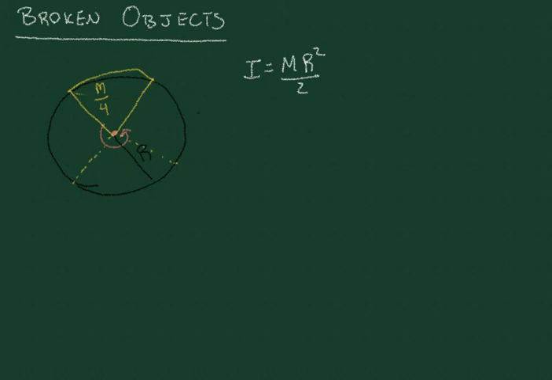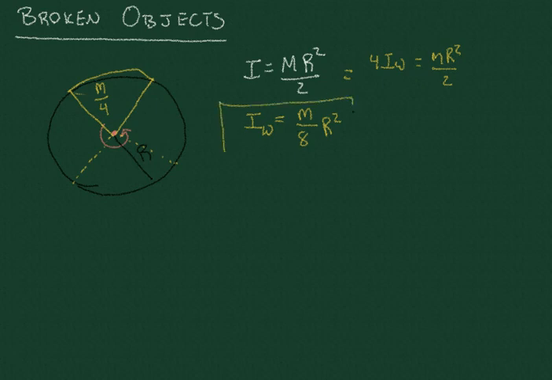Well, we see that the moment of inertia of this, because we have 4 of these, is m over 8 r squared, and we call this the moment of inertia of a wedge. We see that the original moment of inertia is just 4 times I wedge, which is m r squared over 2. So by looking at this disk as a compound object made up of 4 smaller objects, this gives us the formula for the moment of inertia of a wedge.